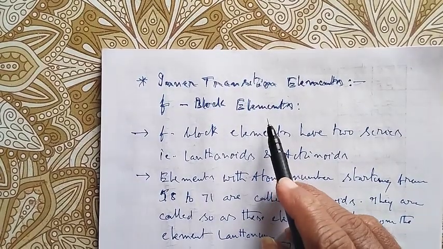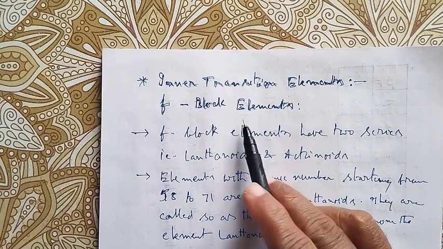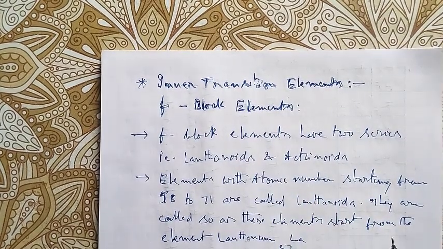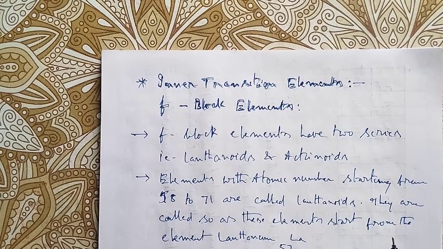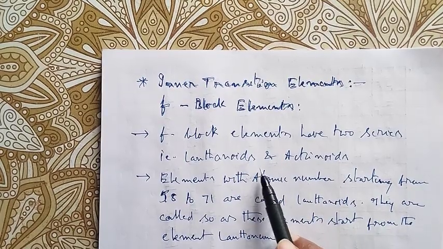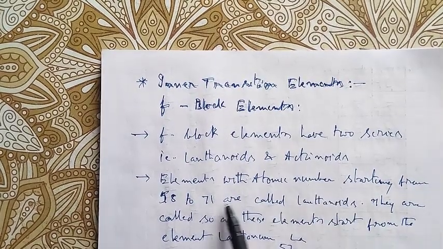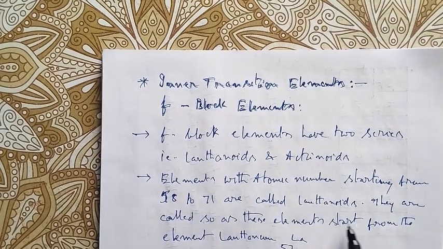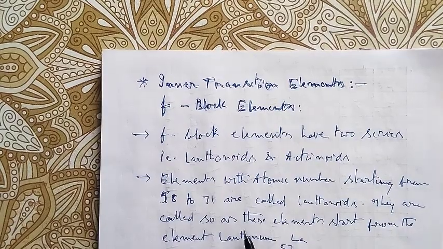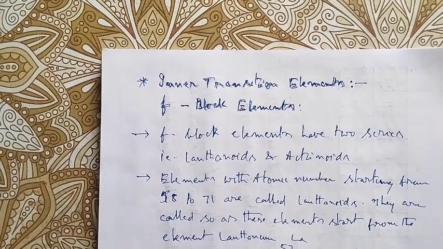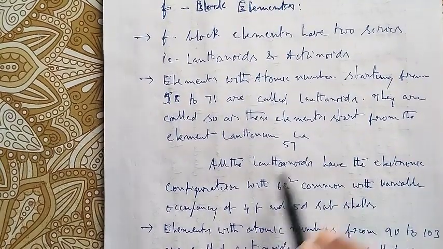Now let us discuss the inner transition elements, that is F block elements. Inner transition elements or F block elements are kept down below the main body of the periodic table. F block elements have two series, that is lanthanides and actinides. Elements with atomic numbers from 58 to 71 are called lanthanides. They are called so as these elements start from the element lanthanum, atomic number 57.